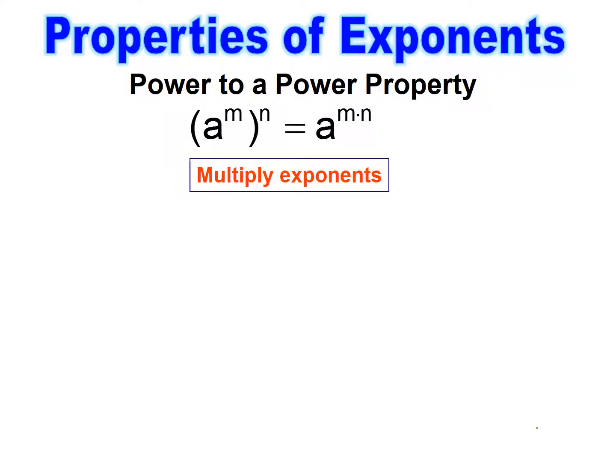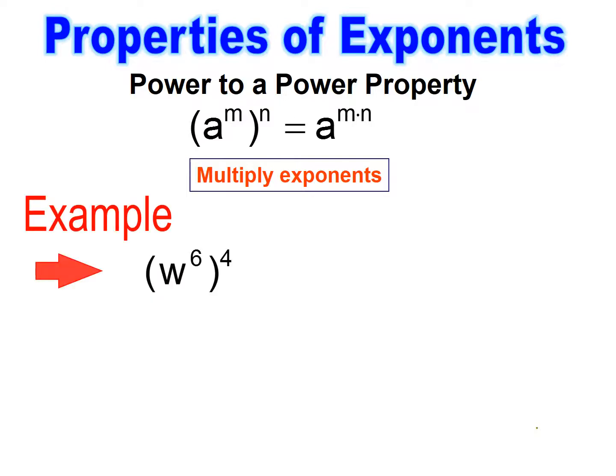Continuation of properties of exponents. Power to a power property. When you have a base raised to a power, raised to another power, to simplify, you multiply the two powers together.